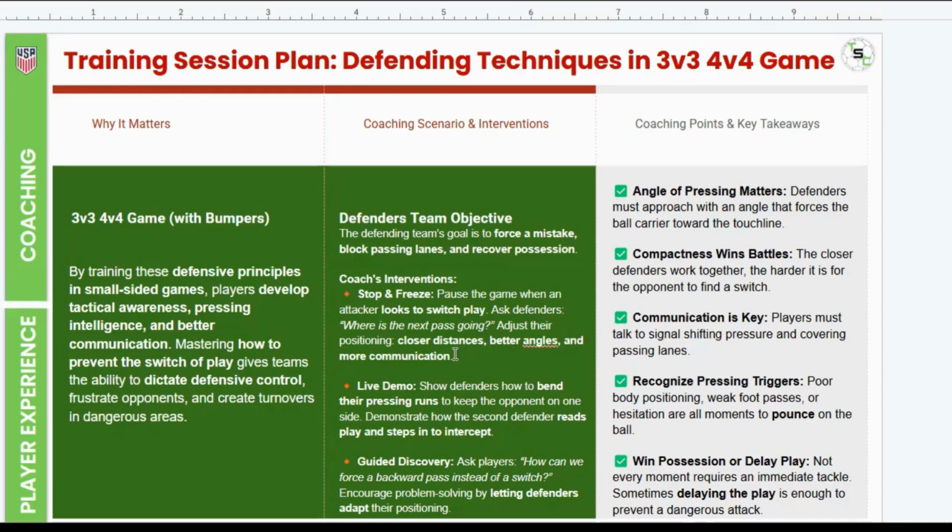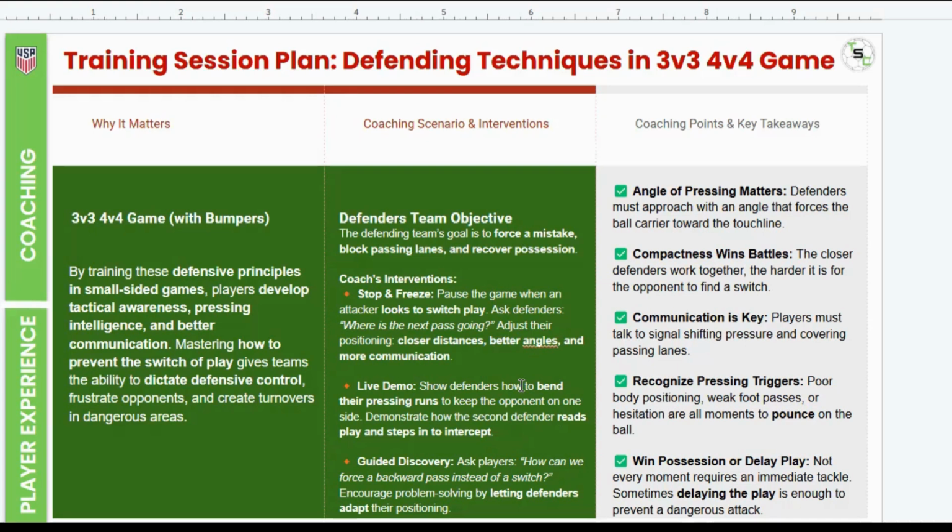You can do a demo. So you want to show the defenders how to execute a bent run. So that's the angle of the pressing. And you can also focus on the second defender to try and read the play. Which way is the first defender pressing? Are they forcing them outside, inside? So that the second defender's body shape actually is being dictated by the first defender's action. Guided discovery is a big thing. You can ask players, how can we force a backward pass instead of a switch?